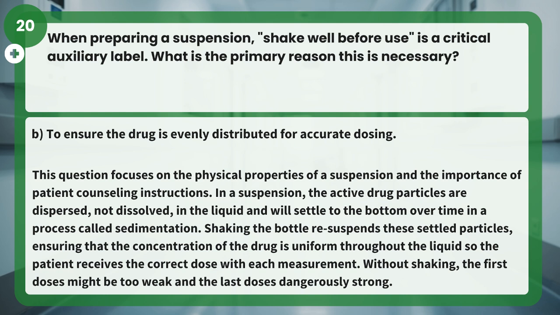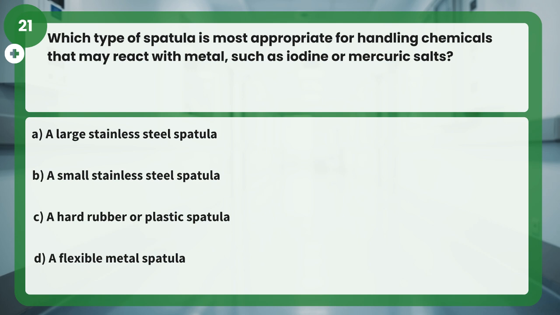Shaking the bottle resuspends these settled particles, ensuring that the concentration of the drug is uniform throughout the liquid so the patient receives the correct dose with each measurement. Without shaking, the first doses might be too weak and the last doses dangerously strong. Question 21.